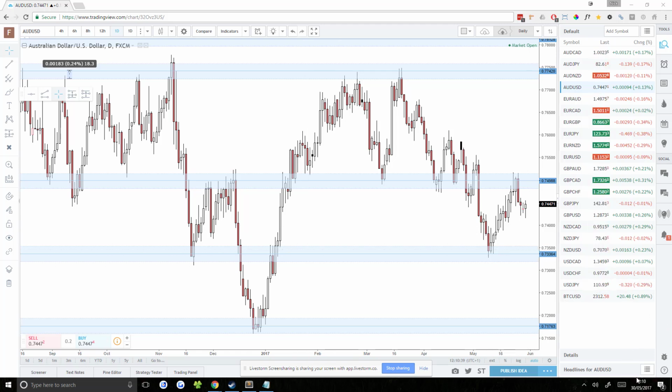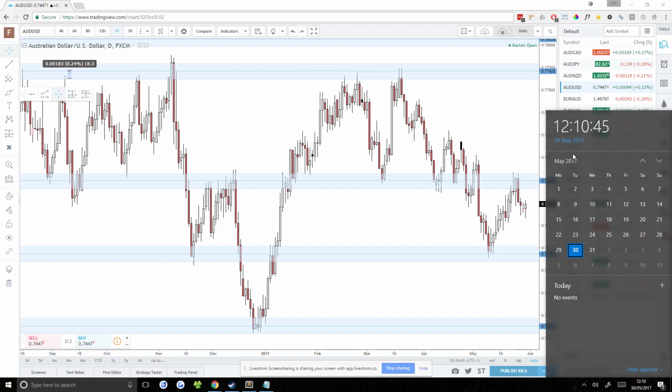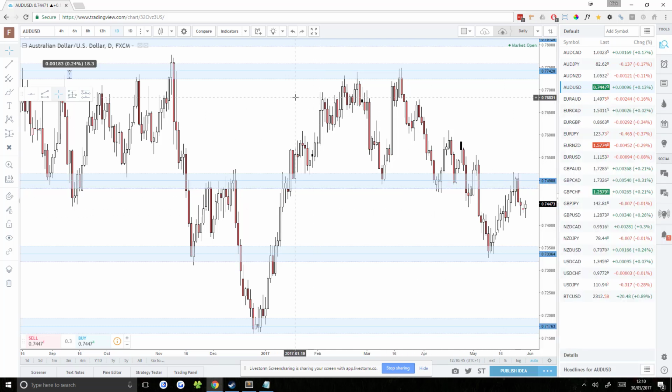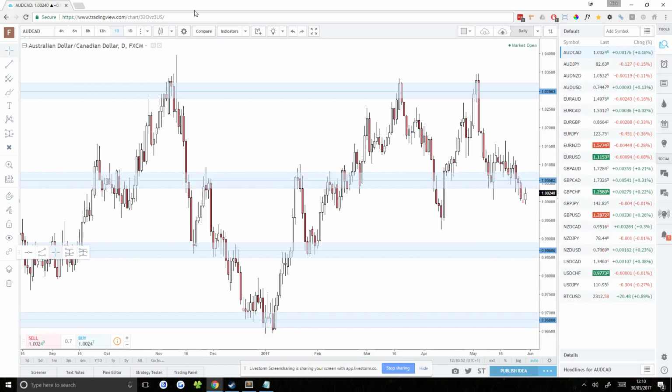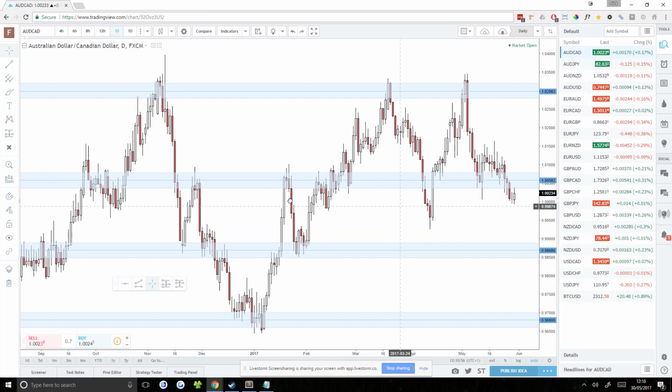Okay, welcome to today's midday analysis. Today is Tuesday, the 30th of May, 2017. Time is 12:10 here in the UK. So let's get started. You're looking at a GBPCAD daily chart. And what are we seeing on GBPCAD?